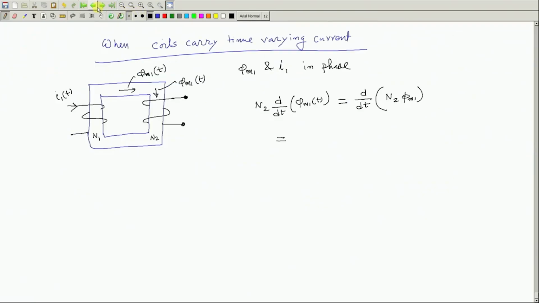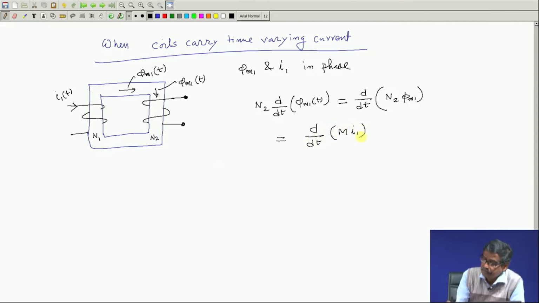Therefore, I will write it as d dt of M into I1 in terms of mutual inductance, and this M is constant and can be taken outside. Got the point? Therefore, if there is a time varying current in the first coil, we immediately come to know that between these 2 points there has to be an induced voltage. So, also there will be an induced voltage between these 2 points.